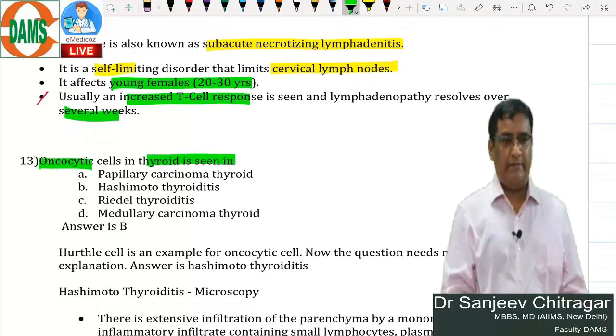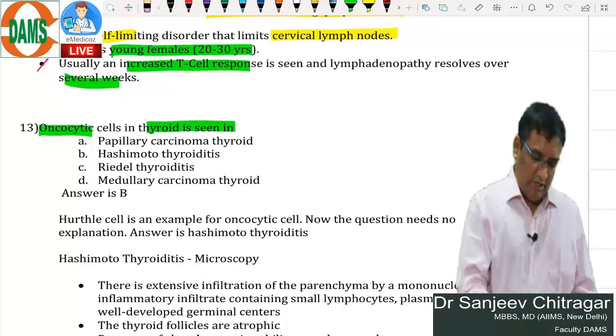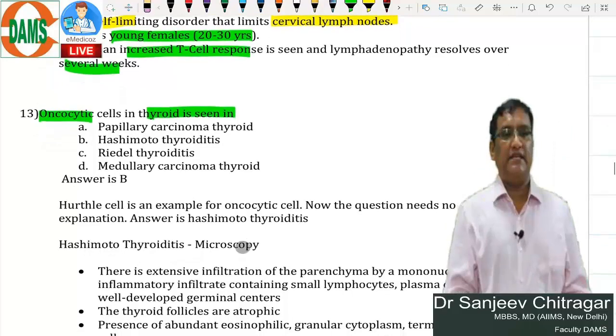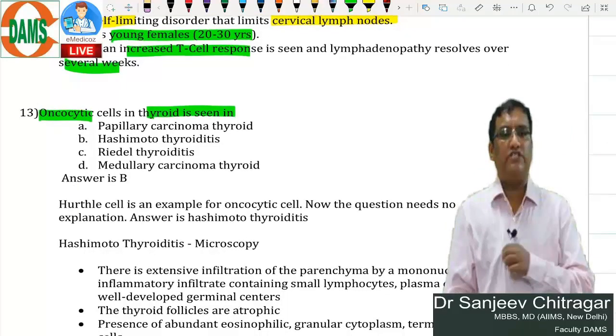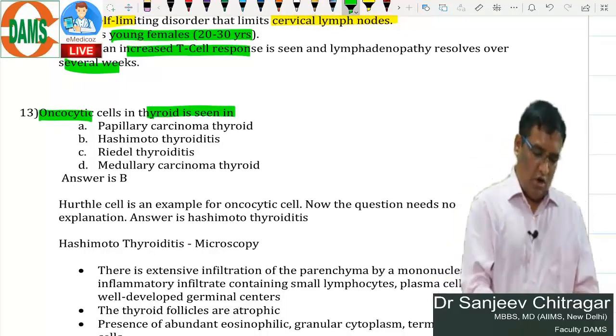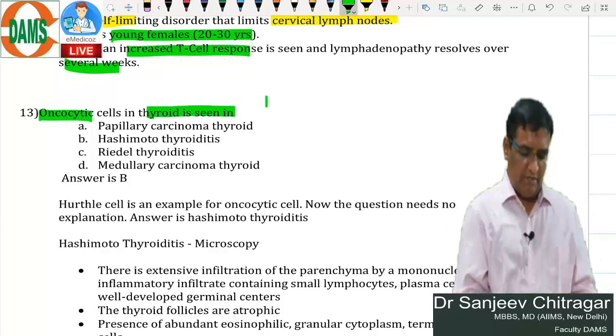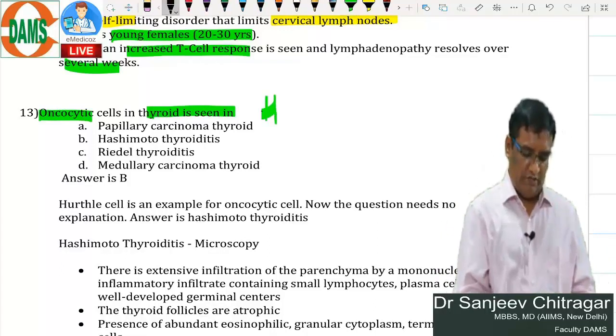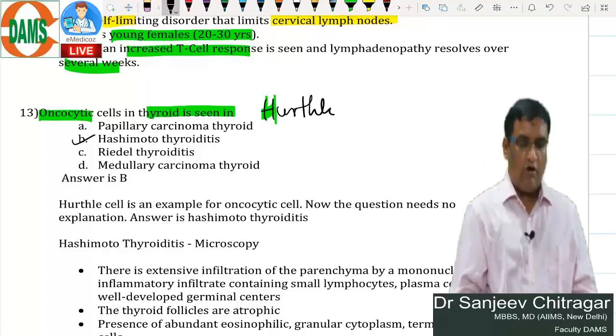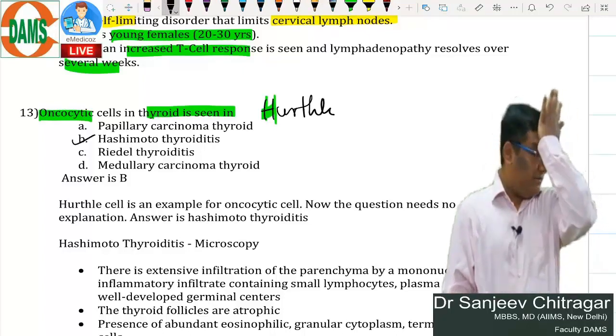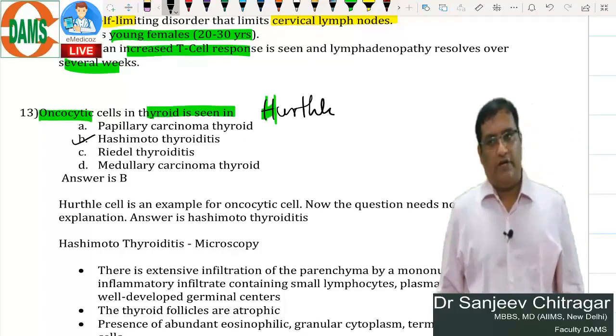Question number 13. Oncocytic cells in thyroid are seen in papillary carcinoma of thyroid, Hashimoto's thyroiditis, Riedel's thyroiditis, medullary carcinoma of thyroid. Oncocytic cells of thyroid are nothing but your Hurthle cells. So where do we see Hurthle cells then? So straight away, answer now. Option is Hashimoto's thyroiditis. These are metaplastic cells of thyroid, Hurthle cells.